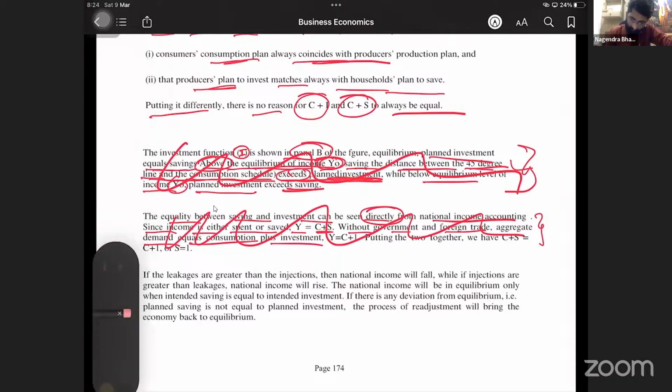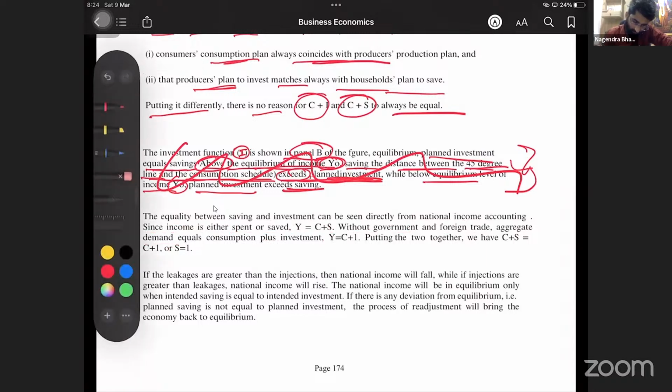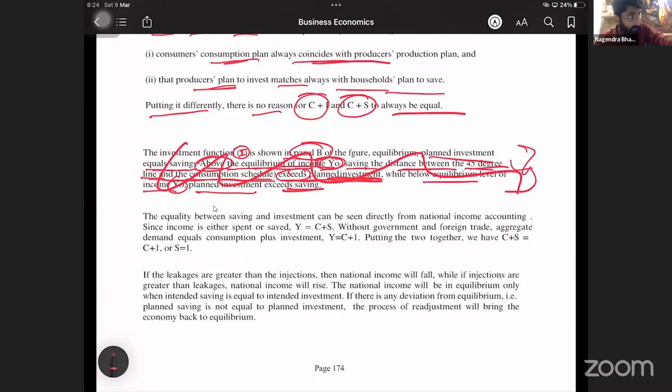This is the kind of revision. The equality between savings and investment can be seen directly from the national income accounting. Since income is either spent or saved, Y is equal to C plus S. Okay, either you spend it or you save it. That's why Y is equal to C plus S. Without government and foreign trade, aggregate demand is always C plus I.